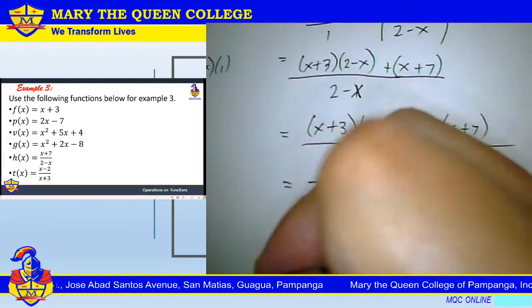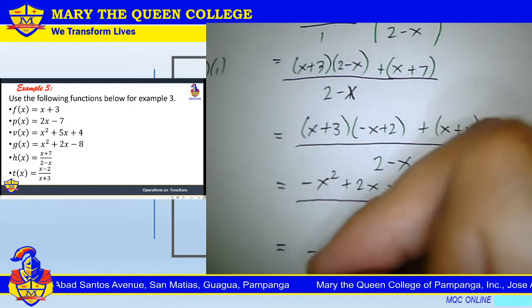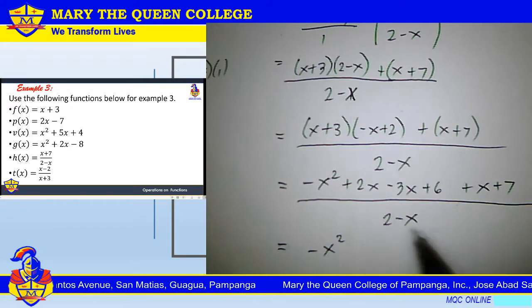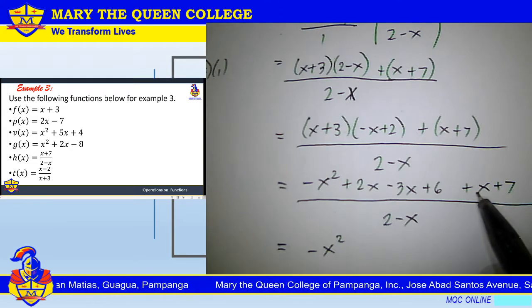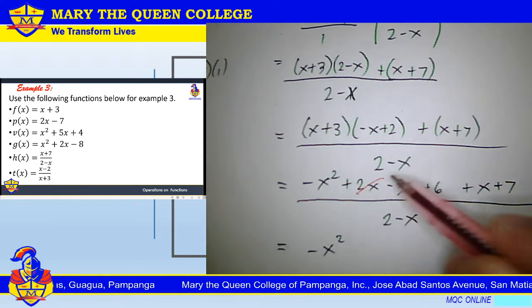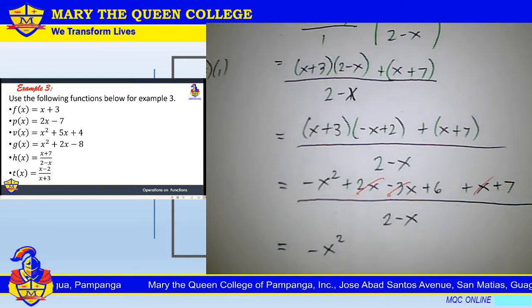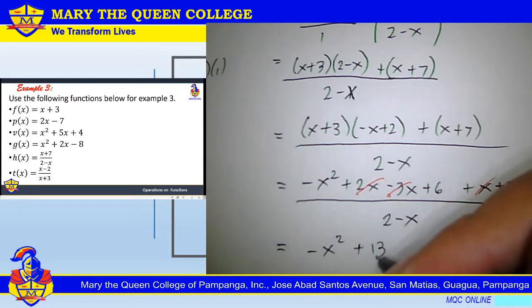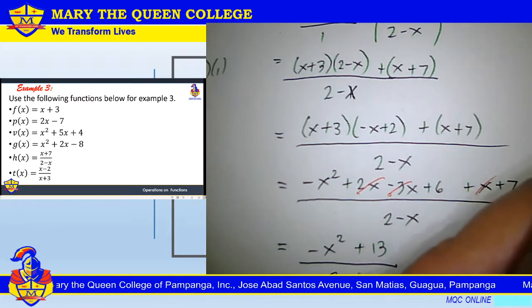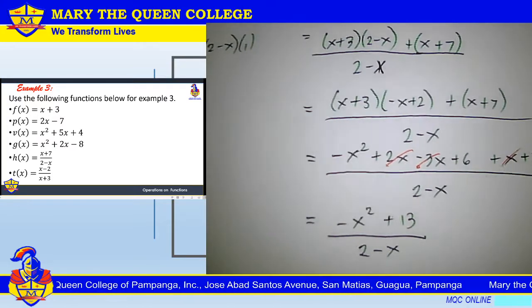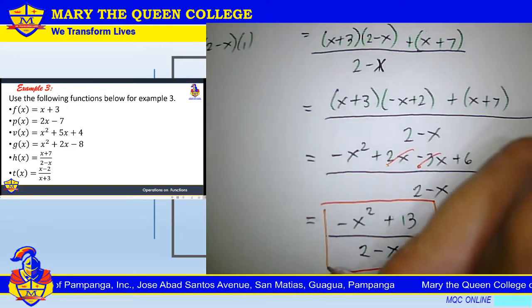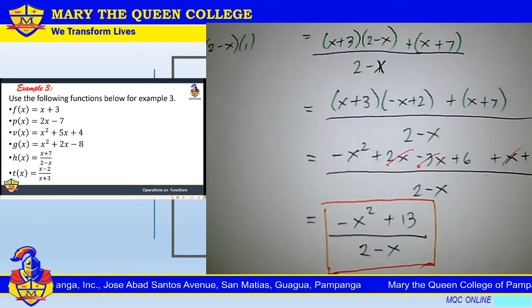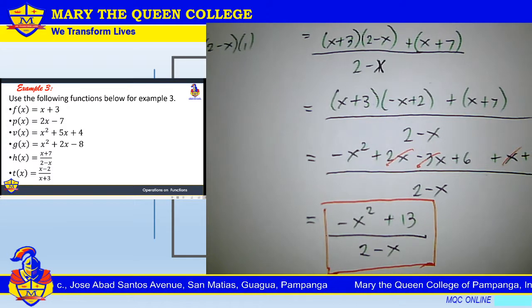Then, combine similar terms po tayo. So, we have negative x squared. We have 2x minus 3x, that is negative x, plus x, so that would be 0. Makakancel po ito, at saka ito. Then, we have 6 plus 7, that is 13. Plus 13 all over 2 minus x. So, yan na po yung ating magiging sagot. So, this would be our answer for letter C.